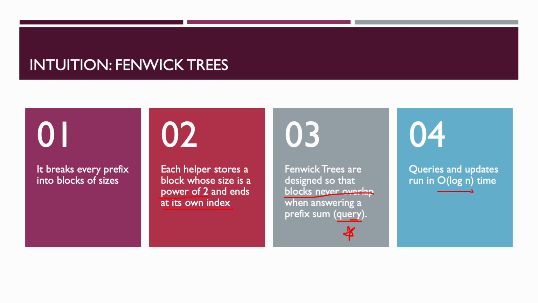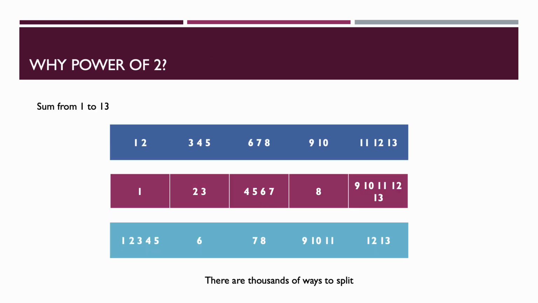Usually, if you go to every element and check, it is big O of n. Now from big O of n, we have reduced the time complexity to big O of log n, which is great savings. Okay, now firstly we'll just decode why power of 2.